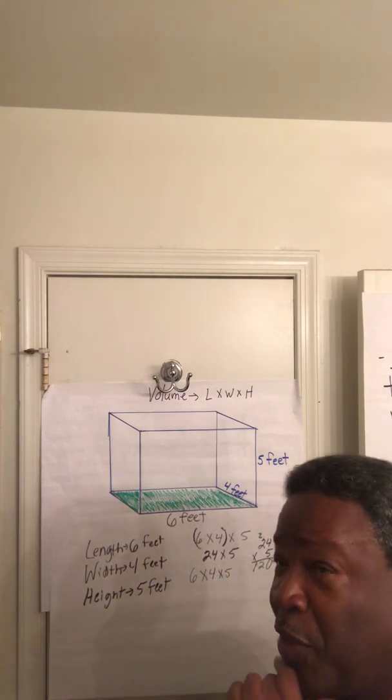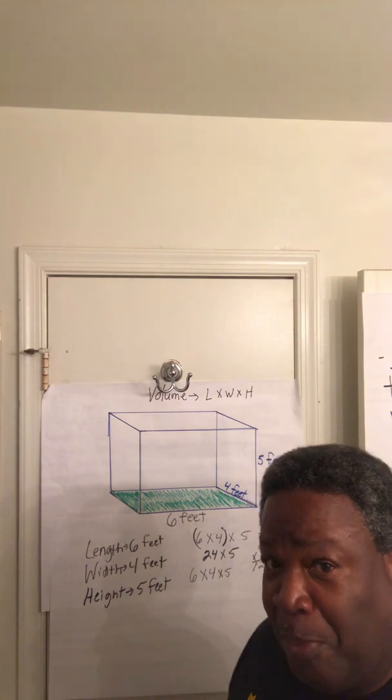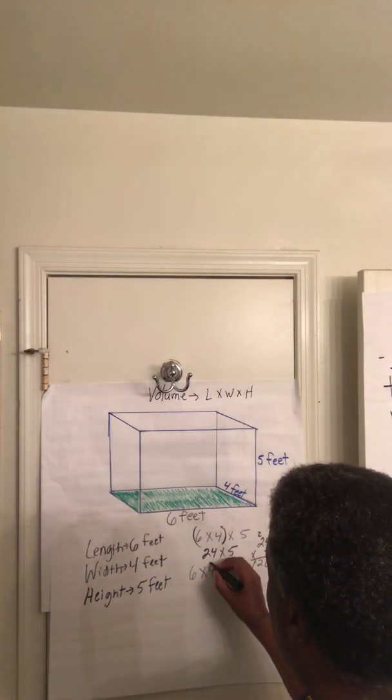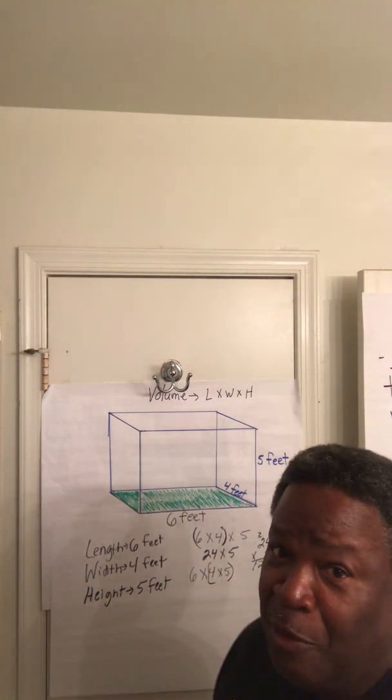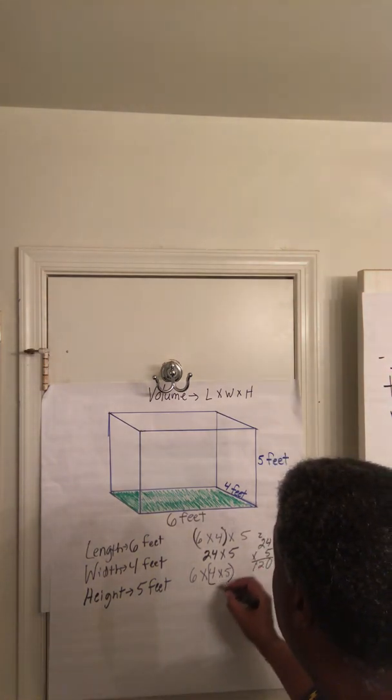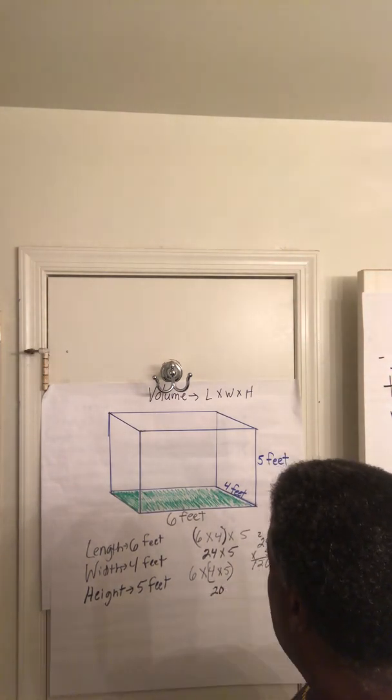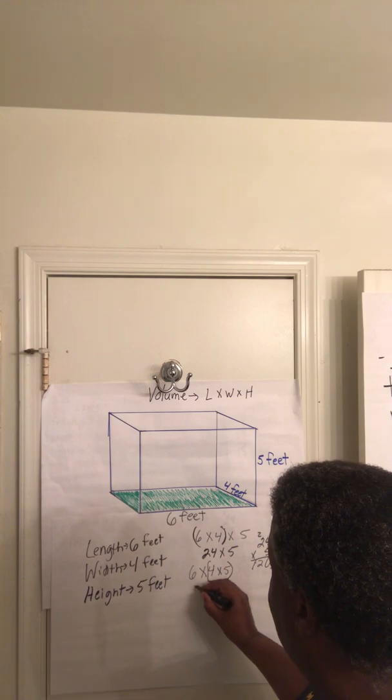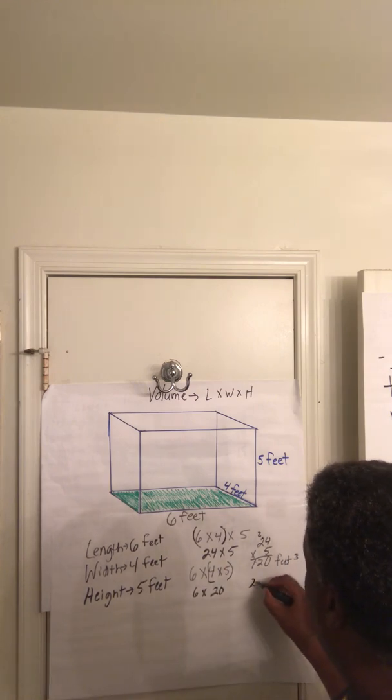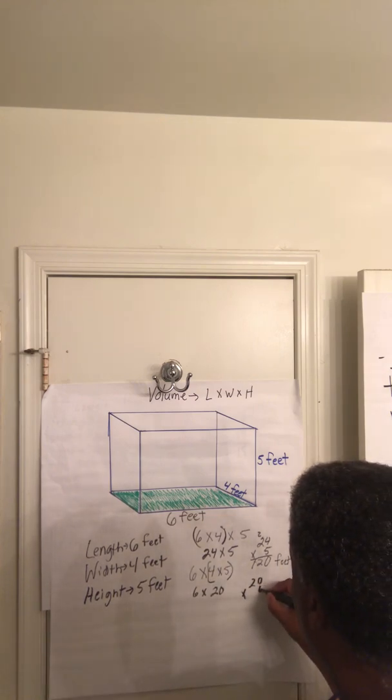And I'm going to put parentheses around the 2 factors I'm going to multiply first this time. This time I'm going to multiply the 4 and the 5 together first. Let's see what happens. 4 times 5 is 20. And then I have to multiply that 20 times 6.